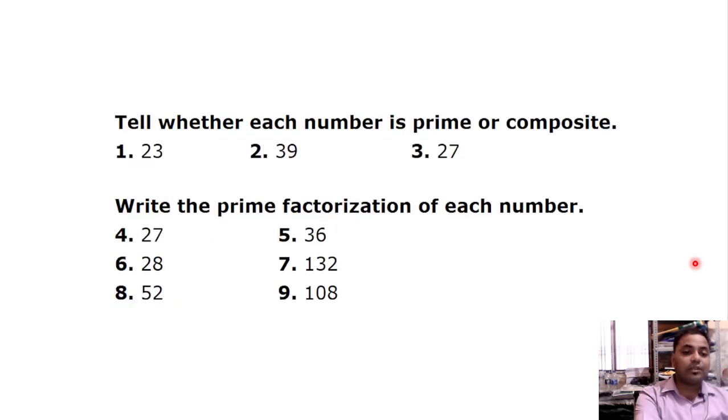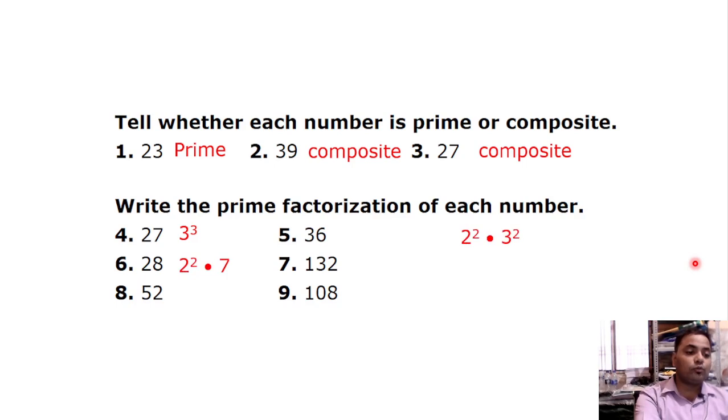Tell whether each number is prime or composite: 23, 39, 27. Write the prime factors of each number: 27, 36, 28, 132, 52 and 108. So here you can see 23 is prime, 39 is composite, 27 is composite. Write the prime factorization of each number. 27 is 3 to the power 3, 36 is 2 to the power 2 into 3 to the power 2, 28 is 2 to the power 2 into 7, 132 is 2 to the power 2 into 3 into 11, 52 is 2 to the power 2 into 13, and 108 is 2 to the power 2 into 3 to the power 3.